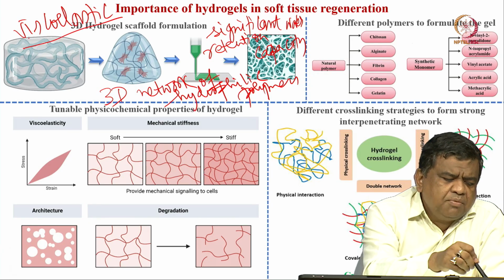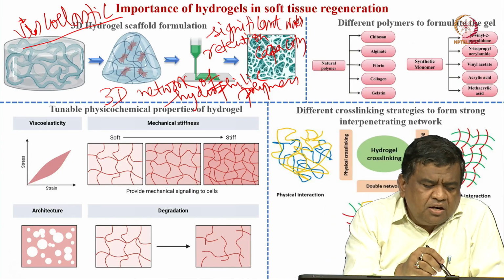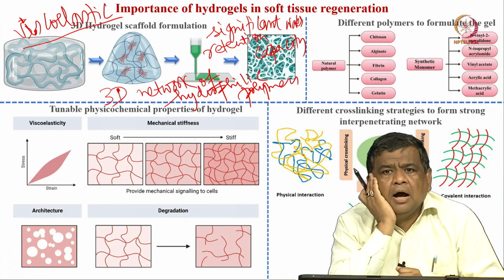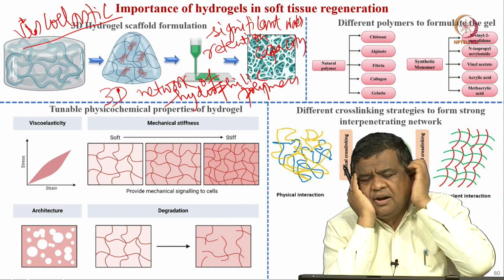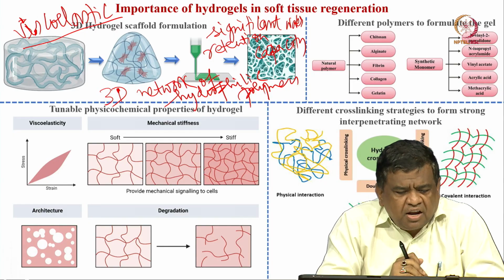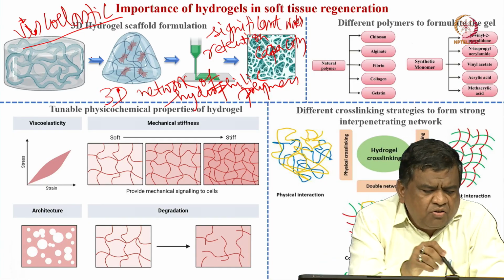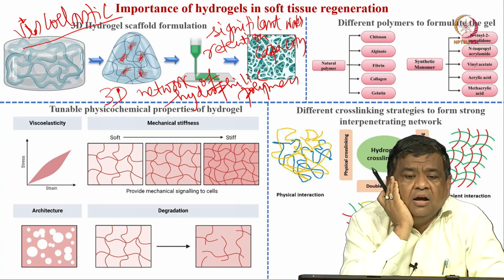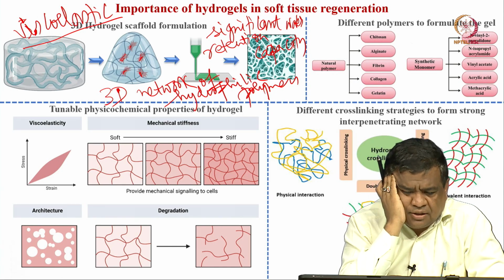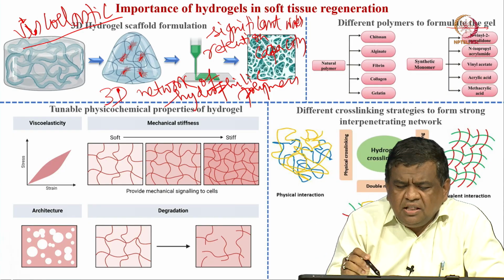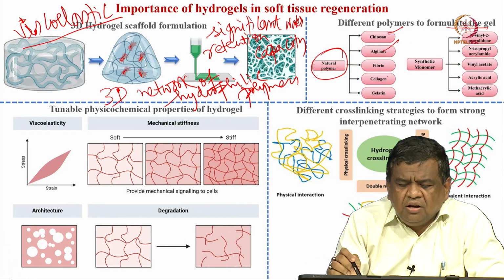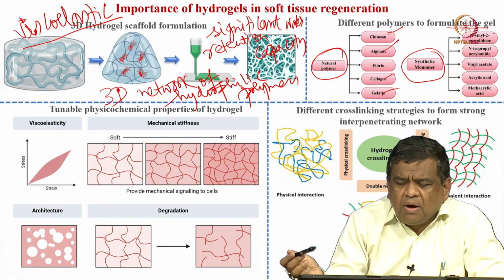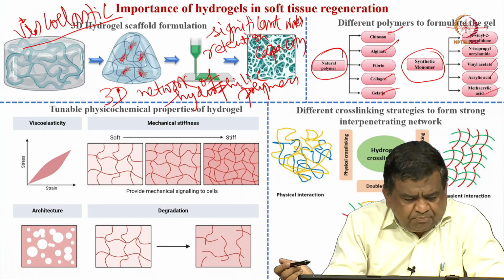The viscoelastic property is largely attributed to the 3D network of the interpenetrating structure of hydrophilic polymers, and it also has the ability to retain a significant amount of water. Now, if you look at this hydrogel structure, these are the cells, and these cells can adhere to the different sites of this hydrogel structure. Now, what are the polymers used to formulate the gel? There can be natural polymers like chitosan, alginate, collagen, gelatin, and there are synthetic monomers like vinyl acetate, methacrylic acid, acrylic acid, and so on.